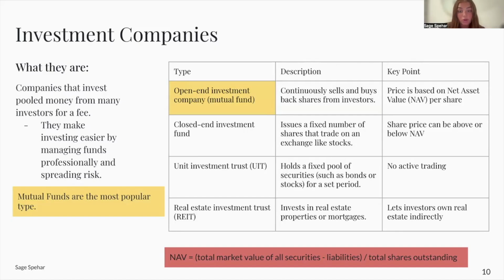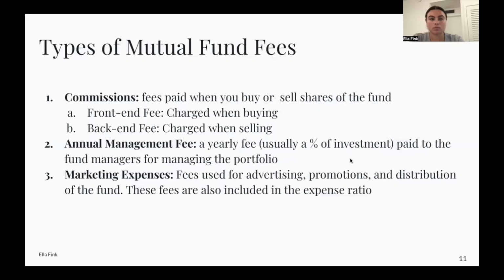Unit investment trusts, or UITs, hold a fixed set of investments for a specific period, with no active trading. And REITs, or real estate investment trusts, let you invest in real estate without directly owning the property. Together, these give investors a range of ways to diversify their portfolios while matching different risk and return preferences.